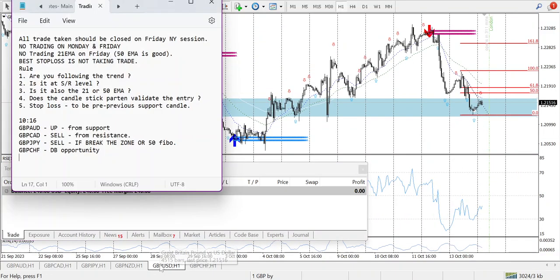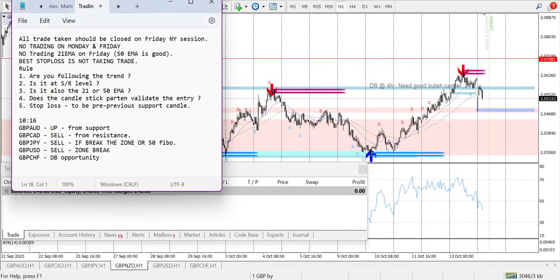Okay. USD. Let me write it down. GBP USD, sell, zone break. GBPNZD, zone trading. Maybe I will look to trade for 15 minutes. I don't know, I'm not sure. Or I will observe. Mostly I will observe. I will not trade.